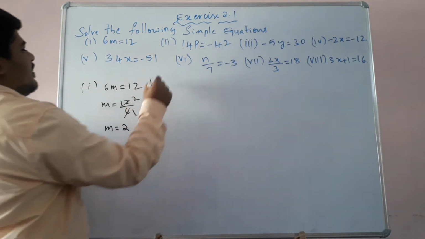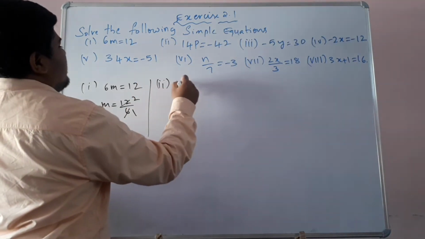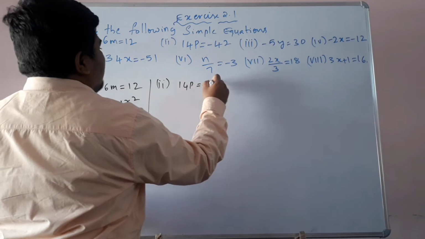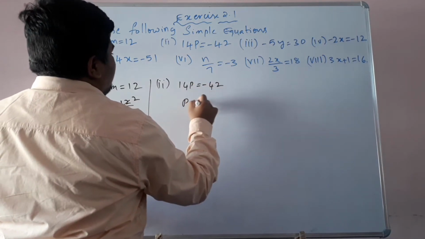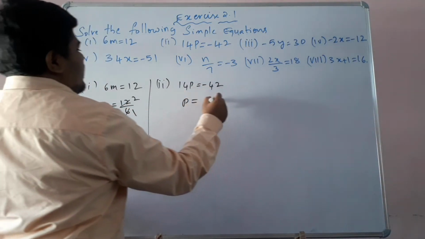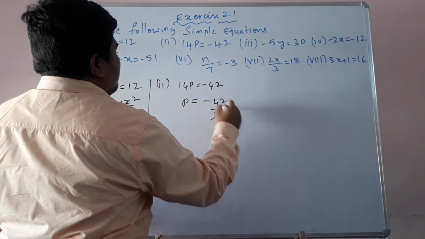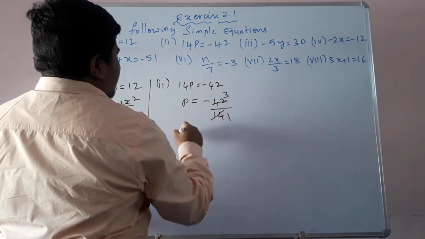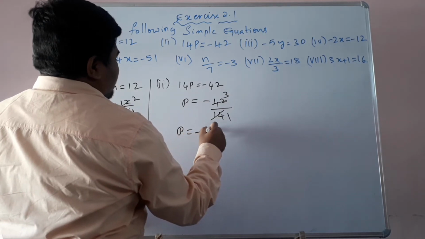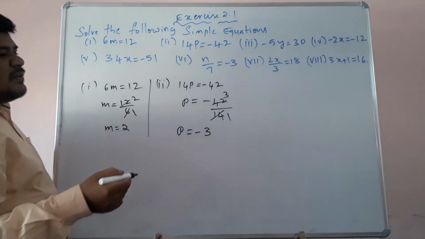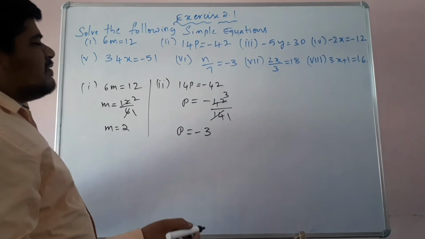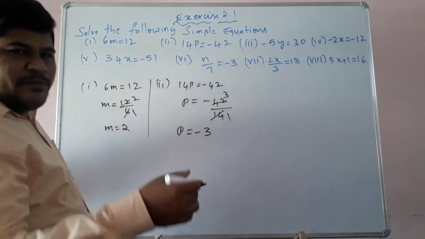Now let's see the second one. 14p is equal to minus 42, children. What is p equal to? Multiplication becomes division, right? So minus 42 by 14. 14 ones are 14, 14 threes are 42, negative by positive is negative only. p is equal to minus 3. So minus by plus is minus, plus by minus also minus, minus by minus is plus, plus by plus is plus.